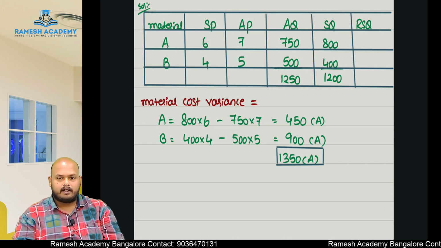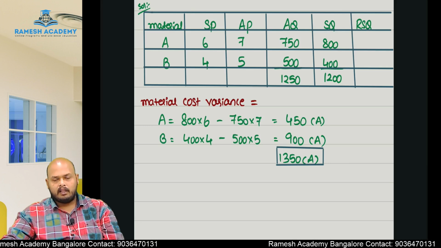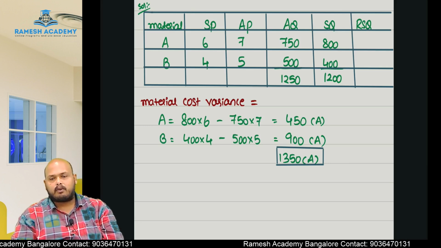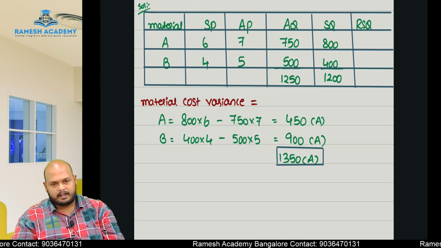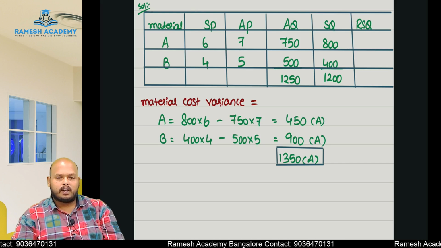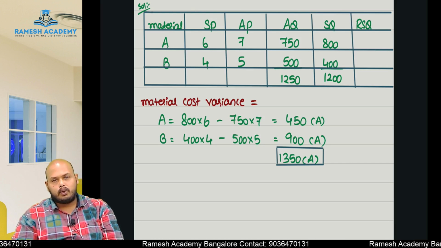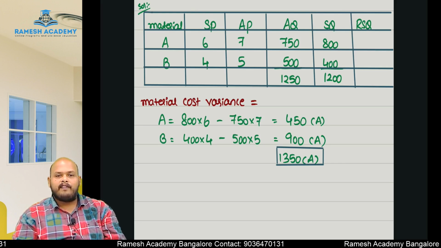This adverse is due to two factors. What are those two factors? One is due to quantity and another one is due to price. Here we will further analyze.